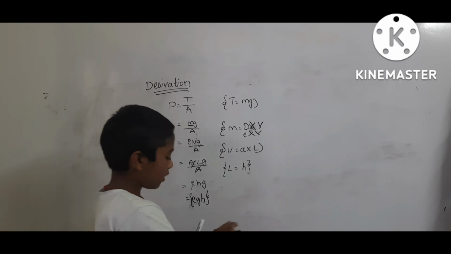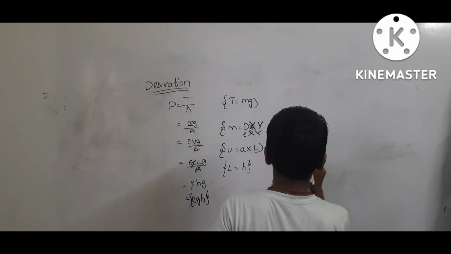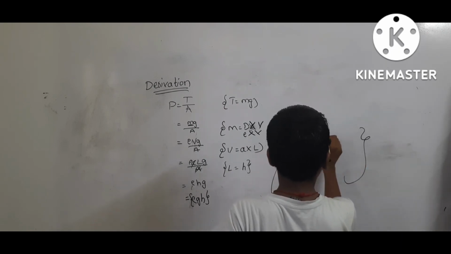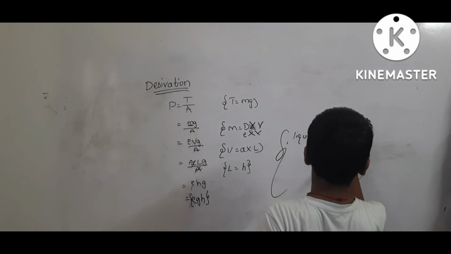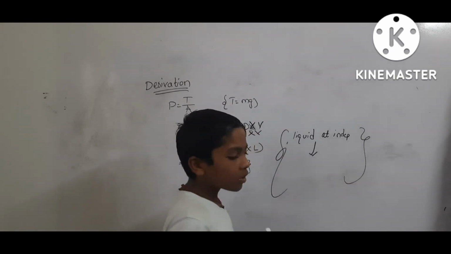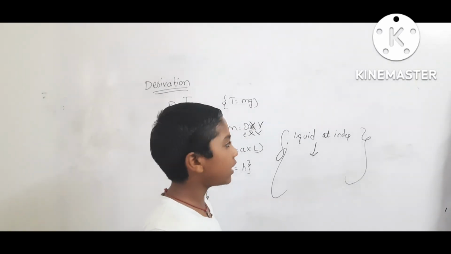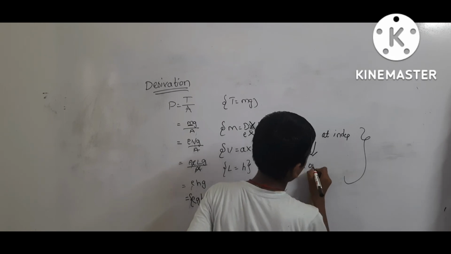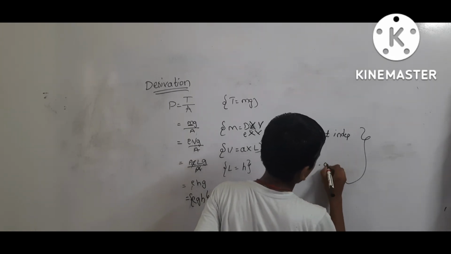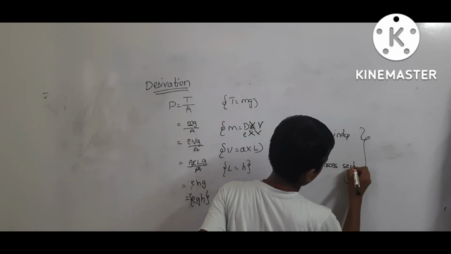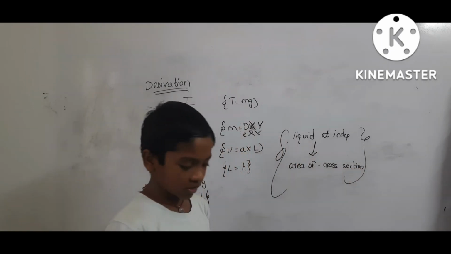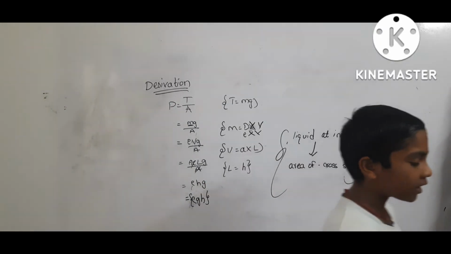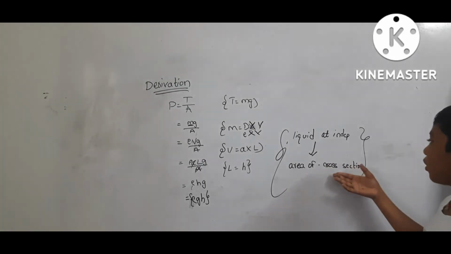Now one point. Liquid pressure is independent of the area of cross section. If any question says independent, in fluid pressure we want to write area of cross section.